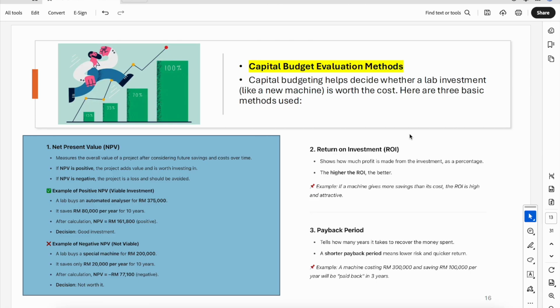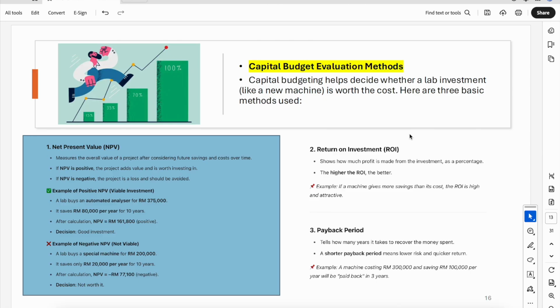A laboratory buys an automated analyzer for 375,000 ringgit. It saves 80,000 ringgit per year for 10 years through reduced labor costs and improved efficiency. After calculation, NPV is 161,800 ringgit, which is positive. So this is a good investment.